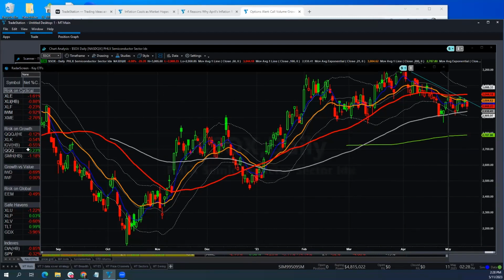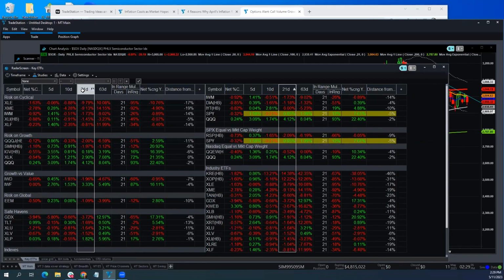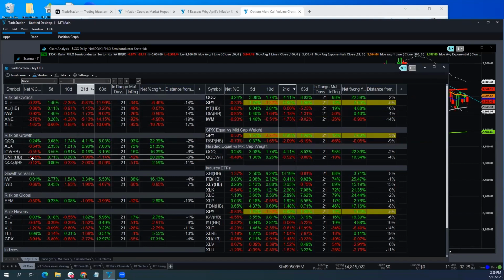The relative strength has really been going away in this part of the market. So let's look over here. I'll just show you. We're now on MT main key ETFs, and if we look on the 1-month basis, we can see the cyclical stuff, risk-on growth. In the last month, semiconductors have really lost it. Look at how the Qs are up 4% and the SMH is down 2%. This is telling you a lot.